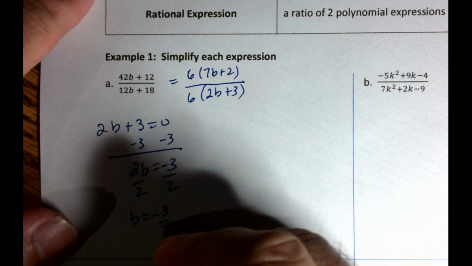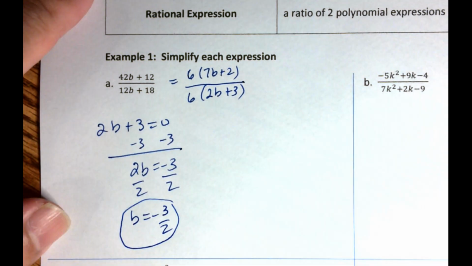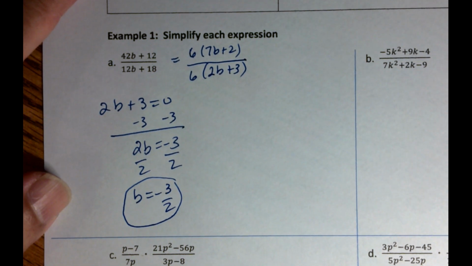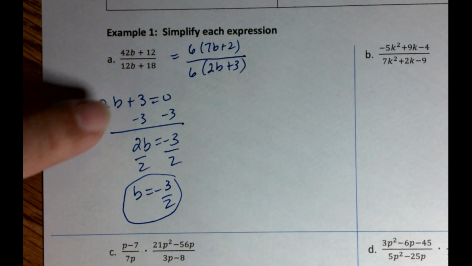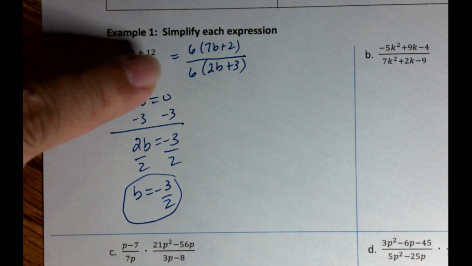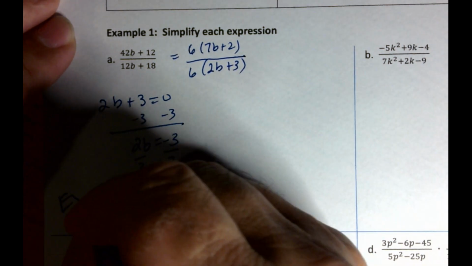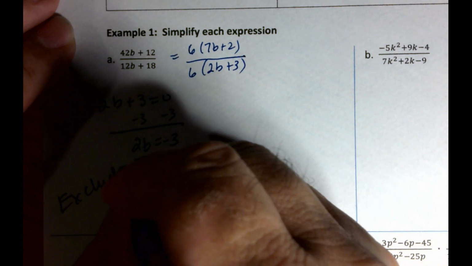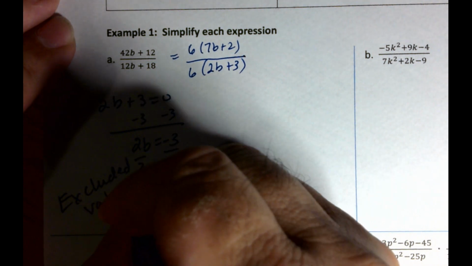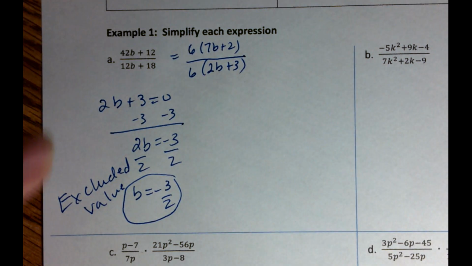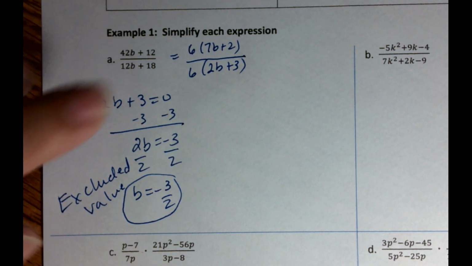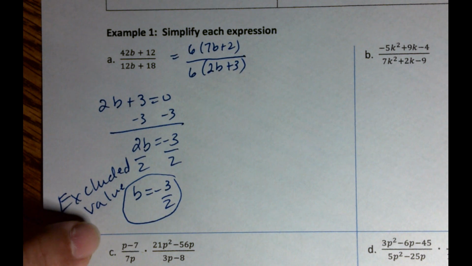So this is an excluded value. This value for b is not part of the domain of this expression. Okay, that's an excluded value. If you don't write those words out, I'm okay with that. Just circle it. All right, now we're going to simplify this. So we always pick out the excluded value before we simplify.